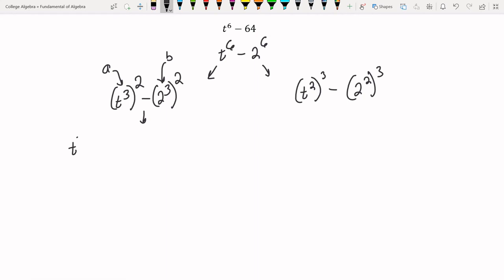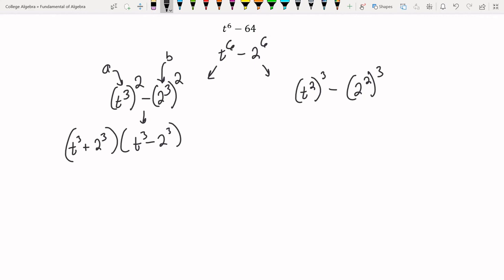We have t cubed plus 2 cubed times t cubed minus 2 cubed. I'm leaving it as cubed rather than saying 2 cubed equals 8. 2 times 2 times 2 equals 8. I'm leaving it as cubed because now I can use the difference and sums of cubes.